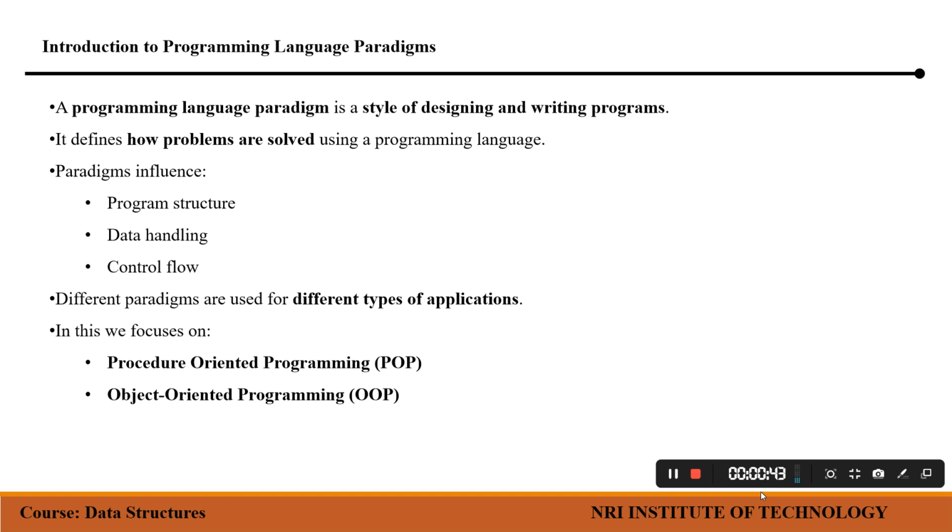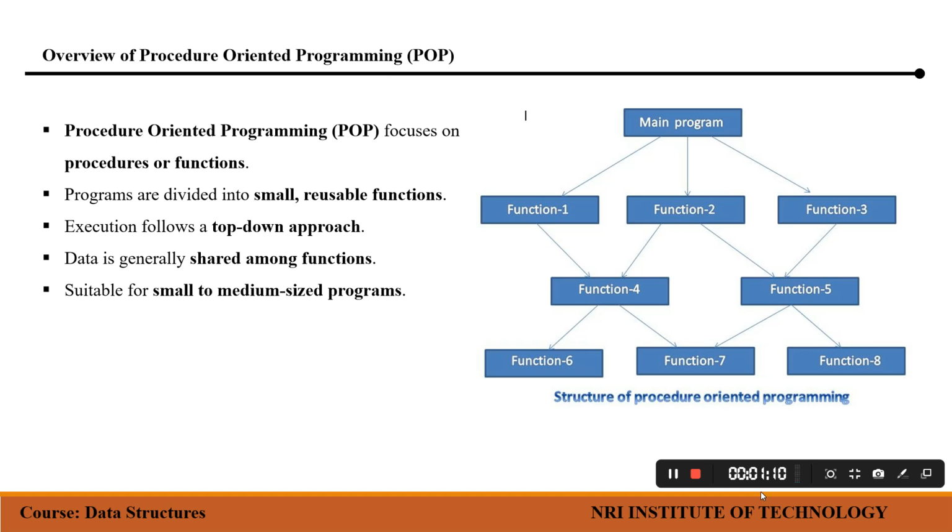The programming paradigms influence the program structure, that is the way we write the program, and the way we handle the data, that is called data handling, and the flow between various modules or parts of the program. So different paradigms are used for different types of applications, and here we focus on procedure-oriented programming and object-oriented programming paradigms. Next, overview of procedure-oriented programming paradigm.